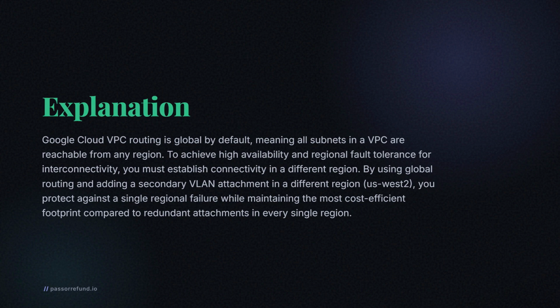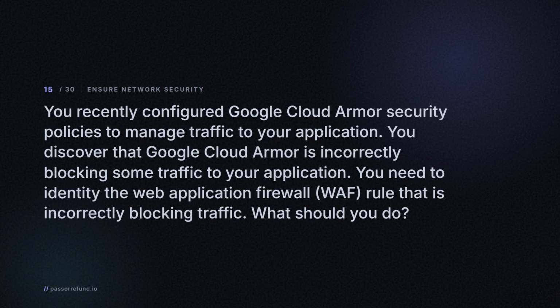Here's a good one. So, you recently set up Google Cloud Armor security policies to control who can access your app. Now you're noticing that Google Cloud Armor is actually blocking some traffic incorrectly. You need to figure out which web application firewall, WAF, rule is causing this. What should you do?